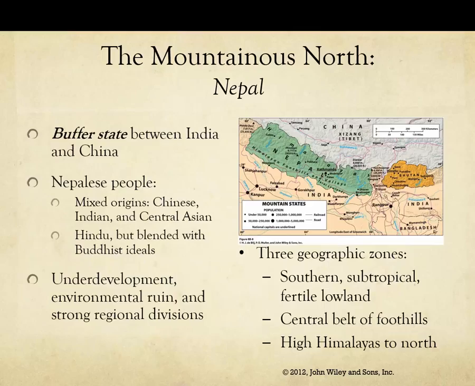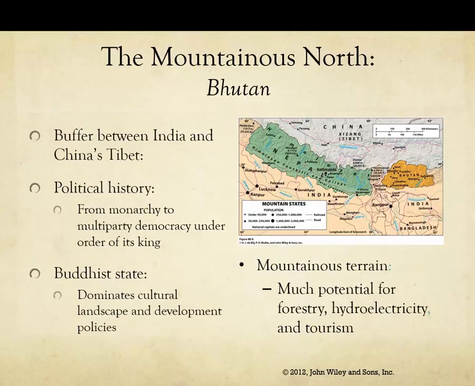In the mountainous north, we have Nepal, which is a buffer state between India and China. The Nepalese people are of mixed origin, and about 80% of its population are Hindu. As a country, it is severely underdeveloped and is plagued by environmental ruin and strong regional divisions. We also have Bhutan in this region, which lies between India and Tibet. Bhutan went from an absolute monarchy to a democracy in 2008. Most Bhutanese are Buddhist, but there are tensions with a Nepalese minority. Bhutan has considerable mineral resources, but its isolation makes it hard to tap into these resources.